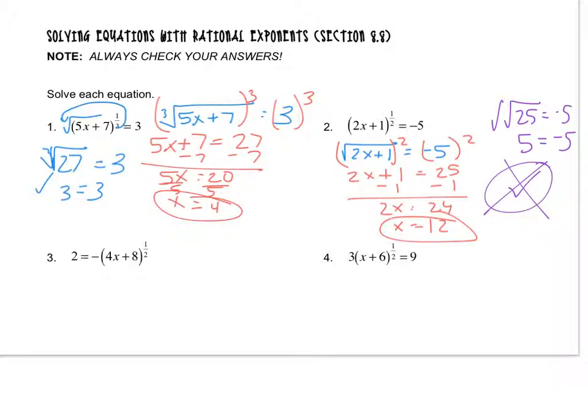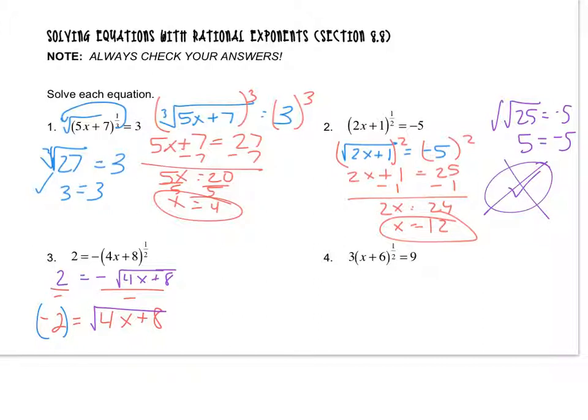Number 3. We have 2 equals the negative times the square root of 4x plus 8. I'm going to square both sides. Actually, before I do that, I'm going to back up here and erase that, make that a 2 here. I am going to actually divide both sides by a negative. So I have negative 2 equals the square root of 4x plus 8. Now I'm going to square both sides.